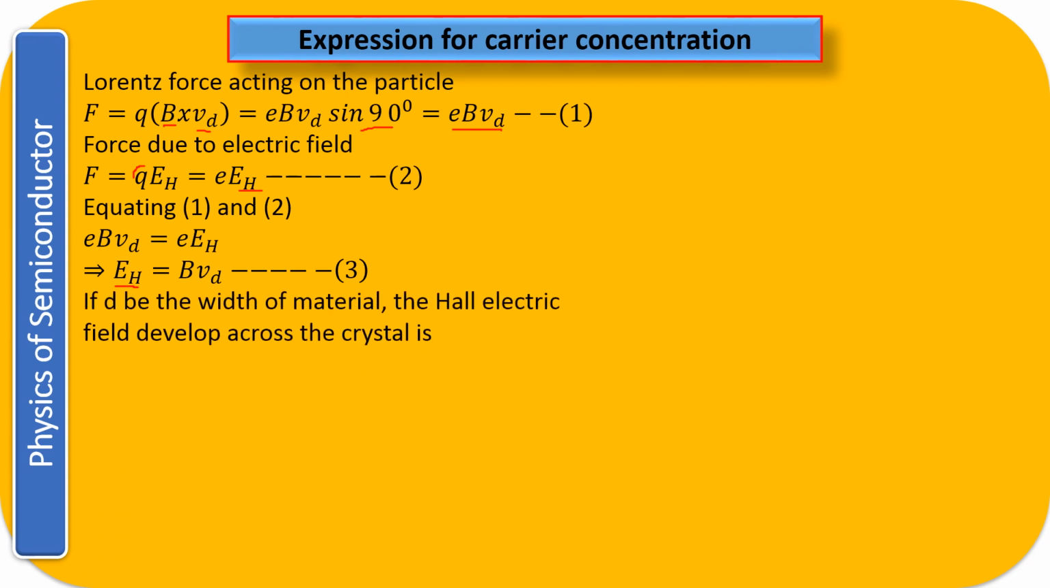If d is the width of the material, so in the first slide, the width I had taken as d, thickness I had taken as t, and length I had taken as l. So d is the width of the material. The Hall electric field developed across the crystal will be equal to E_H equal to V_H upon d. This is the value of the electric field. This is the voltage that is being developed, right? So E_H is the electric field that has been developed.